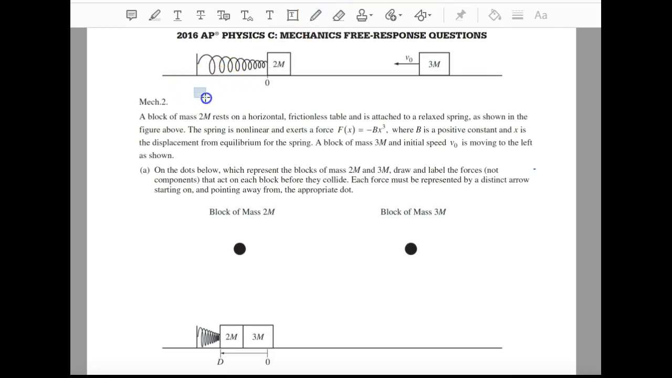So we know that this spring is relaxed, so it is not compressed, and it is not extended.